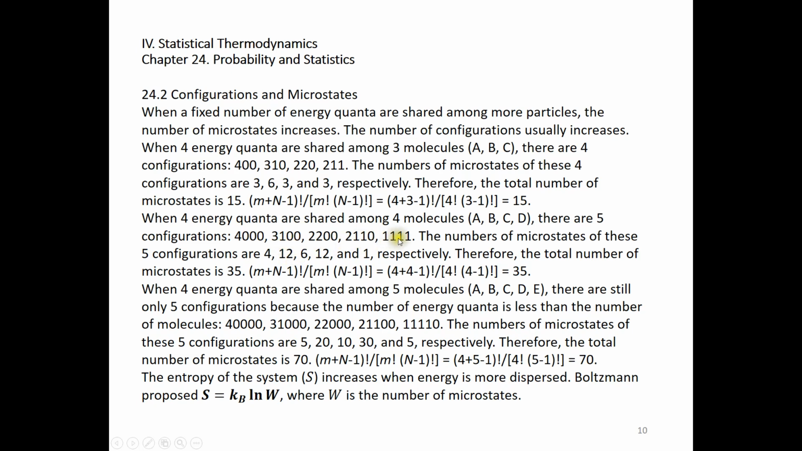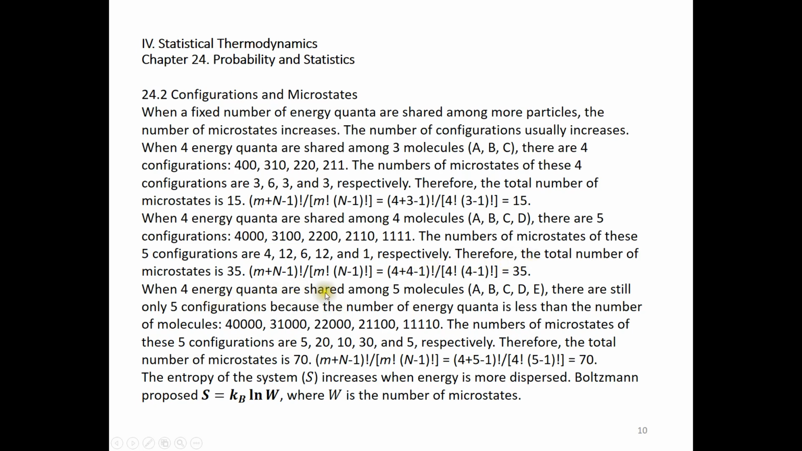But when you have 1, 1, 1, 1, there's only one microstate. I mean, that's just one possible way of arranging this. We sum it up, we get 35, but also we can use this equation. M is 4. We have 4 energy quanta. N is 4. We have 4 molecules. So on top we have 7 factorial. On the bottom we have 4 factorial and 3 factorial. Do this calculation, you get 35.